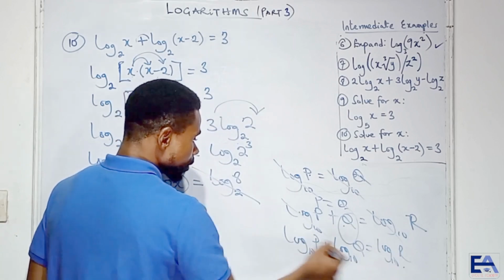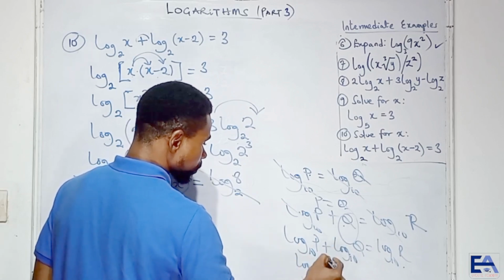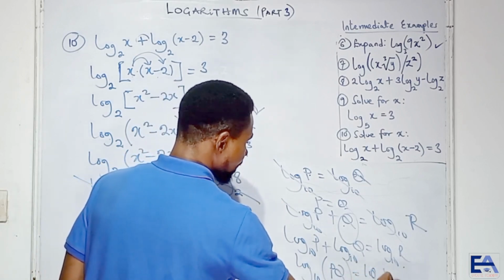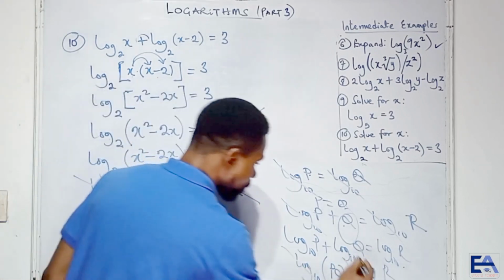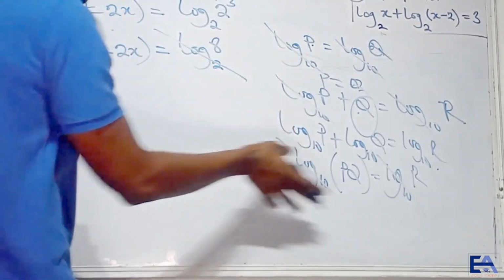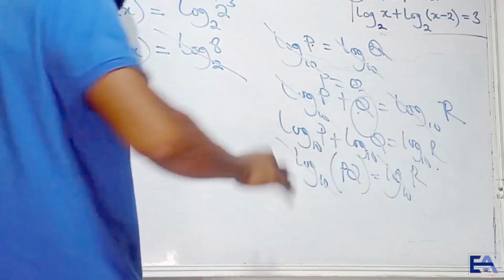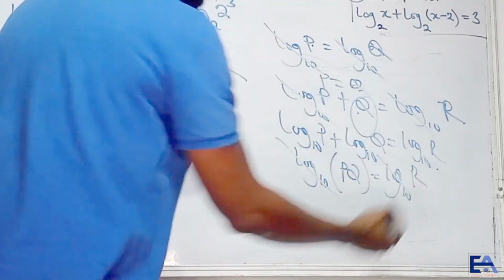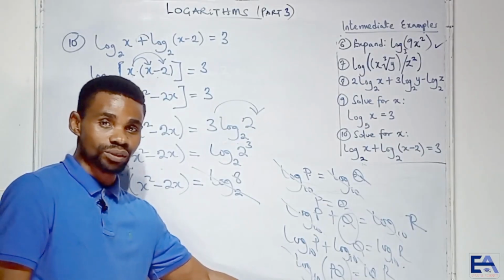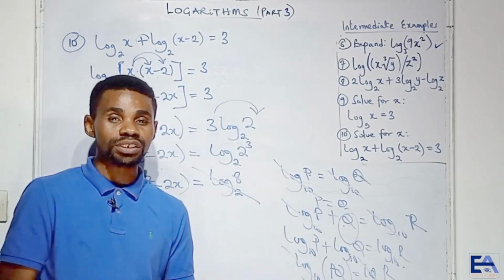Before you cancel, you make sure that you bring this into a single logarithm: a single logarithm to base 10 of p times q, equals log to base 10 of r. Under this condition, you can now cancel out. You must have a single logarithm on the left and a single logarithm on the right, and whatever logarithm you have on either side must be governing a group or a single entity. If that is not the case, you cannot cancel out. You understand that? If you are still confused about what I just explained, you can reach out to me.